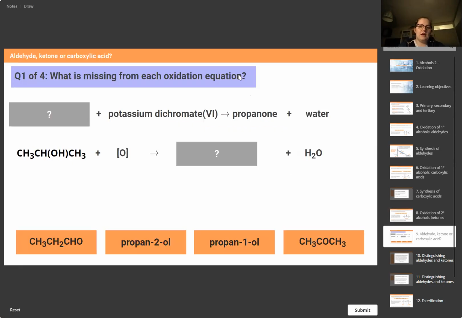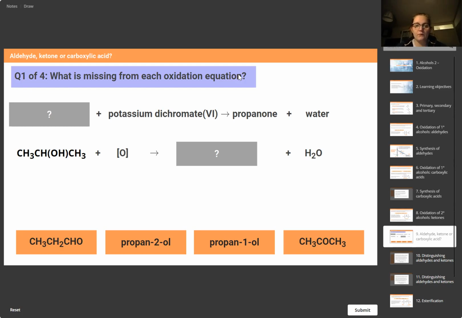So a quick look here: what is missing from each oxidation reaction? We've got our initial product missing, our type of alcohol, so we decide whether it's going to be a primary or a secondary alcohol. We're told it's potassium dichromate, so that's our oxidizing agent, and it's going to form propanone, which is obviously a ketone, and water.